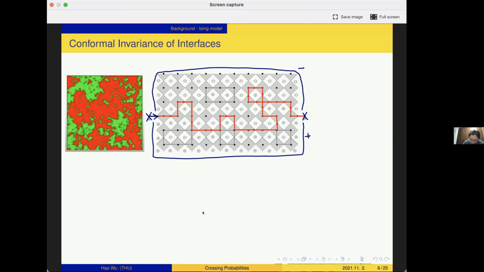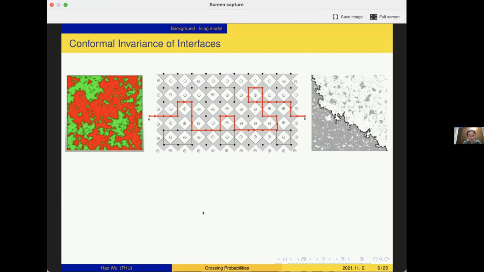Of course, sometimes there is indetermination, and when there is such indetermination, we can just choose to turn left. Okay, so after this rule is decided, we can uniquely draw an interface from point A to point B. Here is a simulation for the interface in the critical Ising model.